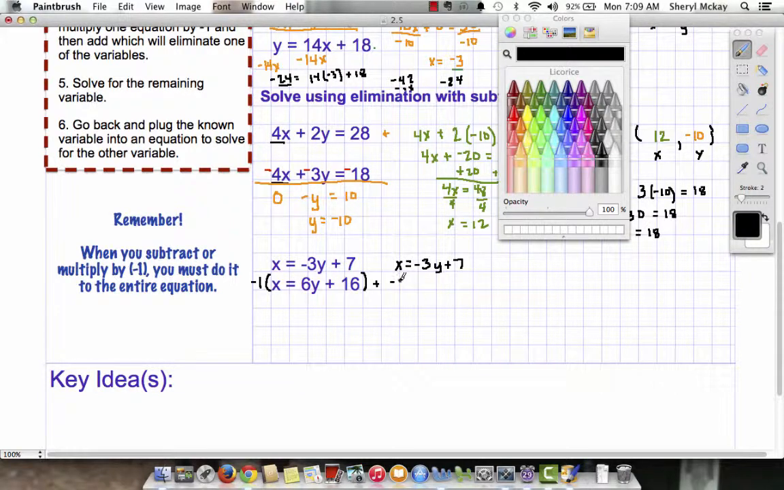-1 times x is -x, and -1 times 6y is -6y, and -1 times 16 is -16. It's an equal sign. And then I just add them once I get all my negatives. So this becomes 0, this becomes -9y, and this becomes 7 and -16 plus, let's see, -9. Now, I have 0 equals -9y plus 9. Why don't you go ahead and finish the problem and solve for y? Solve for y and see what you come up with.